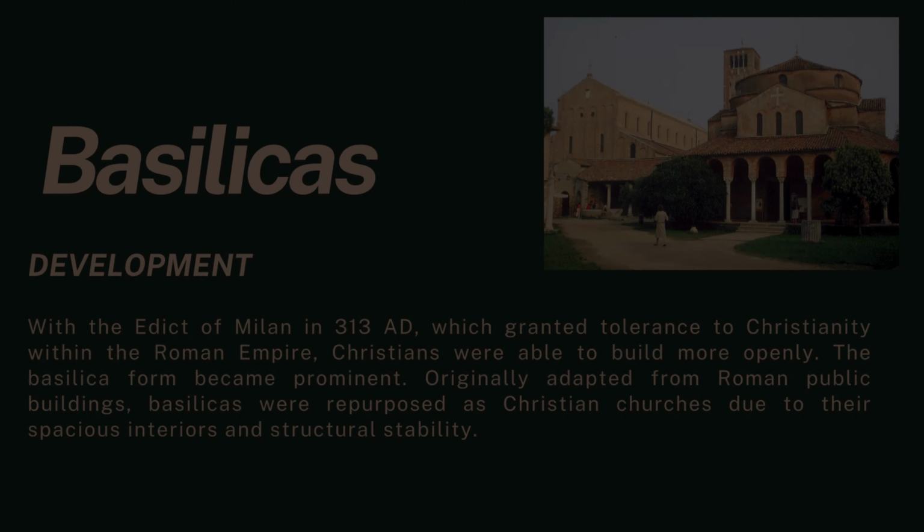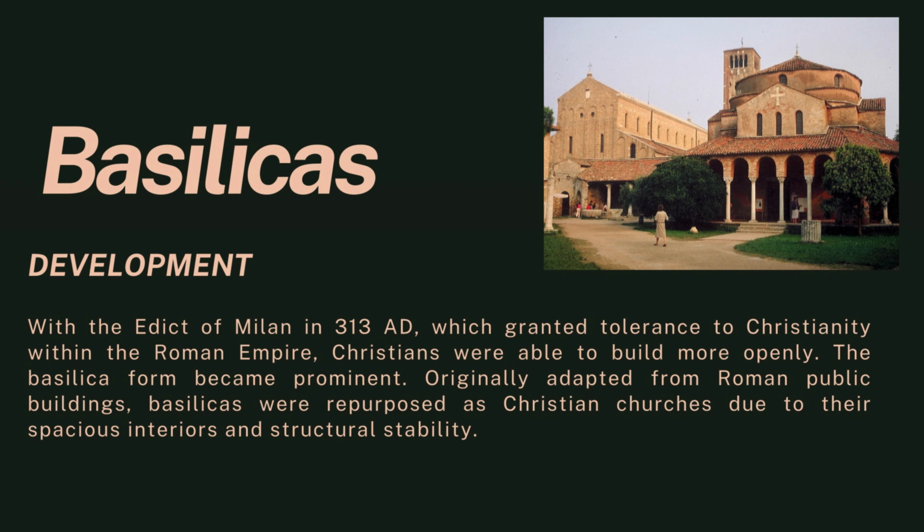Basilicas. With the Edict of Milan in 313 AD, which granted tolerance to Christianity within the Roman Empire, Christians were able to build more openly. The basilica form became prominent, originally adapted from Roman public buildings. Basilicas were repurposed as Christian churches due to their spacious interiors and architectural stability.